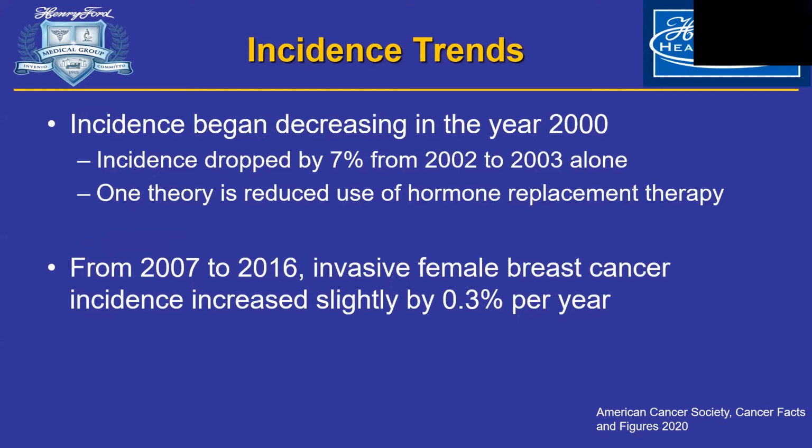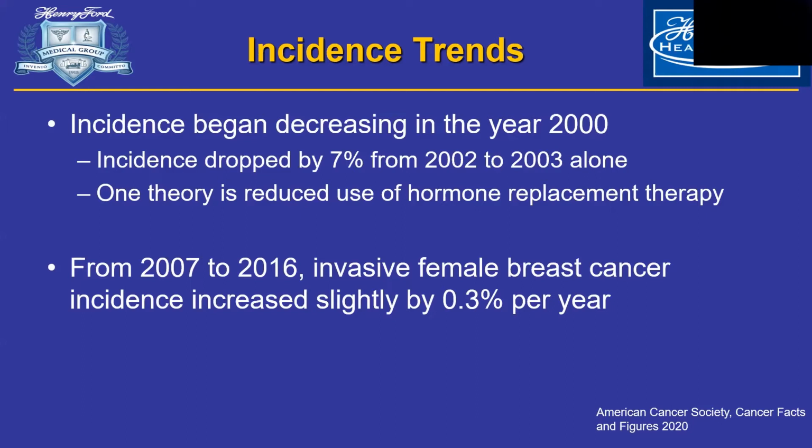In regards to incidence, breast cancer incidence rates in the US began decreasing in the year 2000 after increasing for the previous 2 decades. They dropped by 7% from 2002 to 2003 alone. One theory is that this decrease was partially due to the reduced use of hormone replacement therapy by women after the results of a large study called the Women's Health Initiative that was published in 2002, which showed a clear link between hormone replacement therapy and breast cancer.